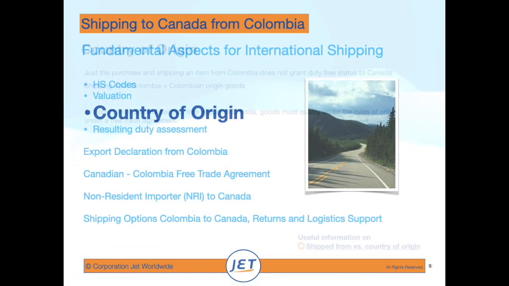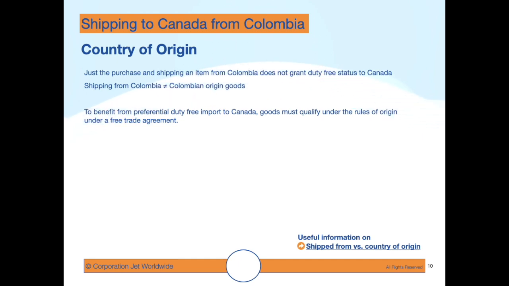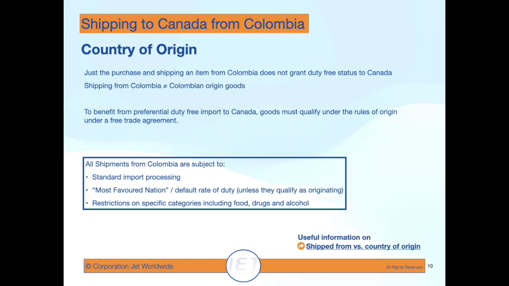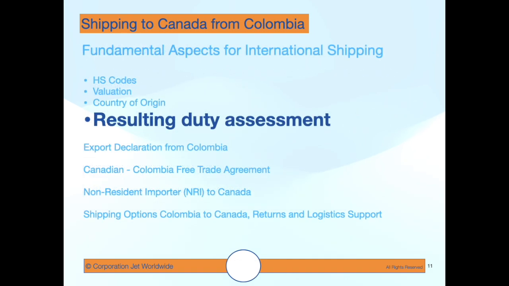Country of origin. Shipping from Colombia to Canada is not the same as shipping Colombian origin goods. Colombian origin goods are those that meet the rules of origin defined within the Canadian-Colombian Free Trade Agreement, which we'll discuss later. All shipments from Colombia are subject to standard import processing. The default most favored nation duty rate will apply, unless the goods qualify as originating, and there are restrictions on specific categories including food, drugs, and alcohol.